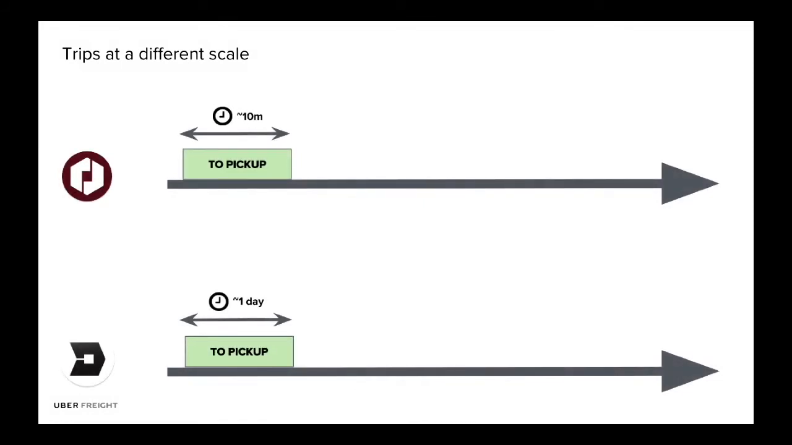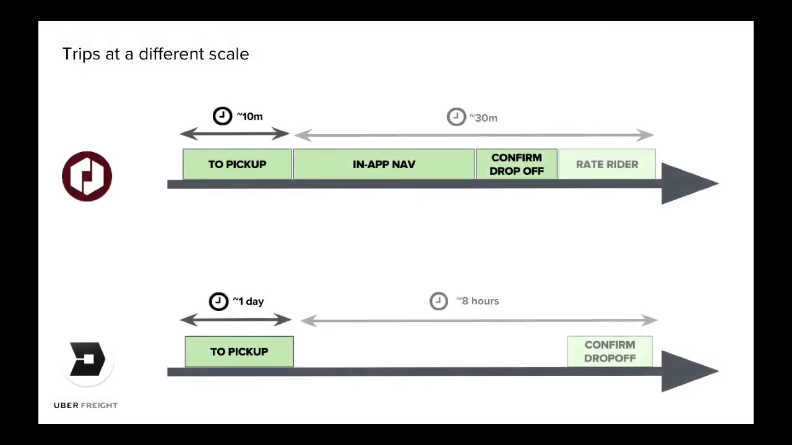If we look at the next leg of the trip, from pickup to drop-off, we can see something similar. On the ride-sharing side, in-app navigation is the biggest incentive for users to keep interacting with the application. Then once again, there are two manual actions the user has to perform at the end of the trip: confirming drop-off and rating riders, in order to become open again for the next job and dispatch. Once again, the freight side of the business is completely different.